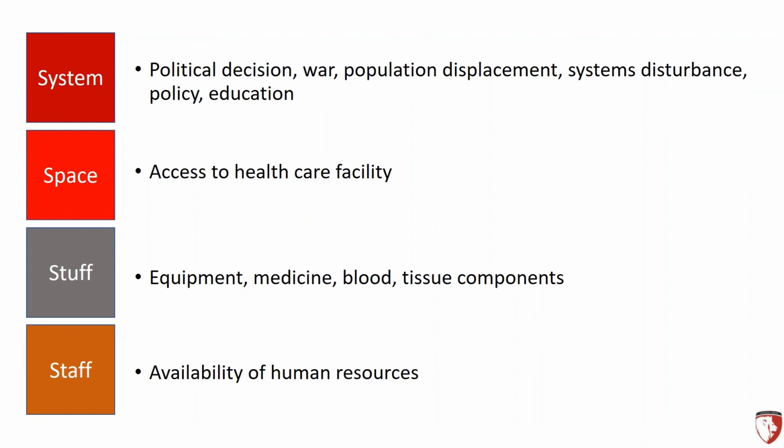Surgical health outcomes are influenced by political decisions. War promoting food maldistribution, population displacement, health systems disturbance, and by a country's policy decisiveness locally and globally. Provision of adequate equipment, including medicines, blood, tissue components, infrastructure, and human resources, both in quality and quantity.